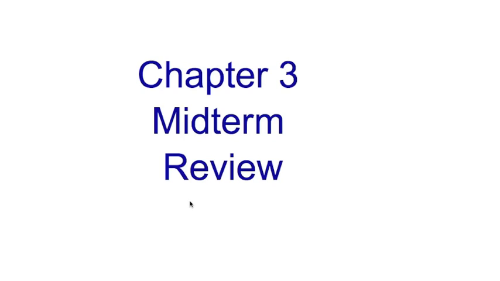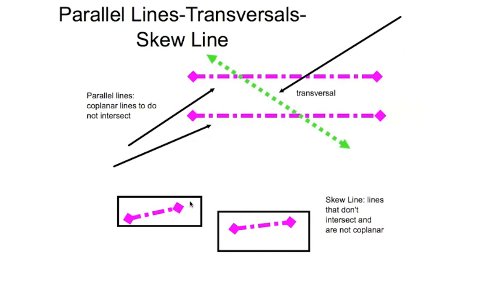I'm here to present Chapter 3. The first lesson is parallel lines, transversals, and skew lines. Parallel lines do not intersect and are coplanar, and a transversal is a line that runs through a set of parallel lines. Skew lines are also lines that do not intersect, much like parallel lines, but they are not coplanar, so they're not in the same plane, unlike the parallel lines.